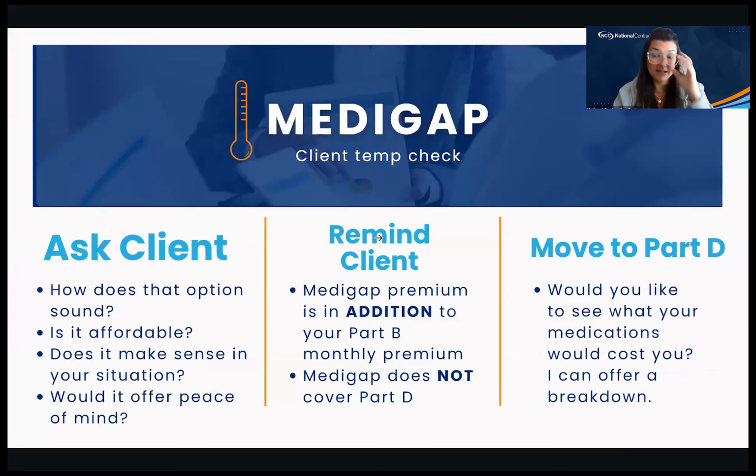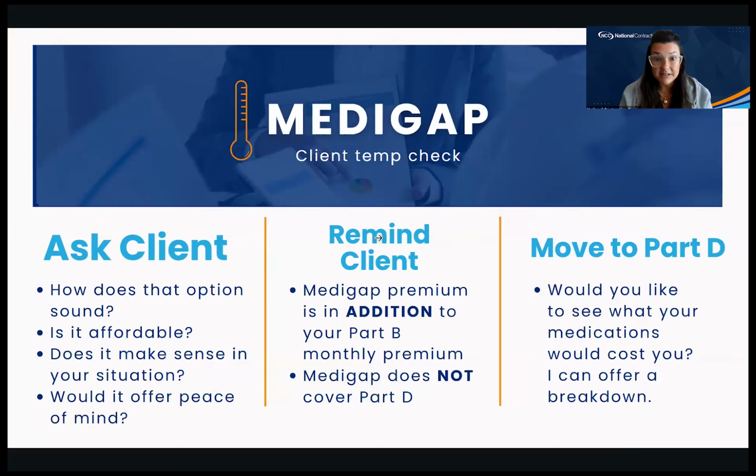Once we get to the Medigap section, we always recommend you do a temperature check with the client. Make sure they're following you, right? How does this option sound? Does it sound affordable? Does it make sense in your situation? Would it offer you peace of mind?